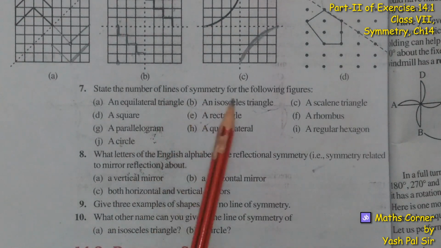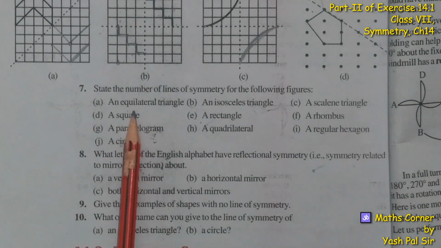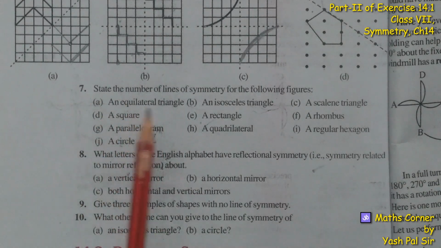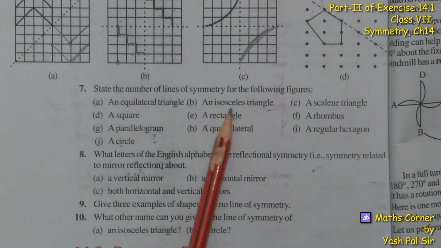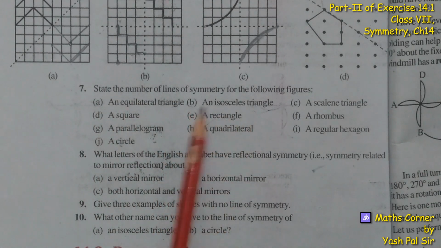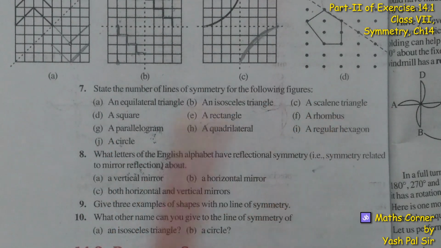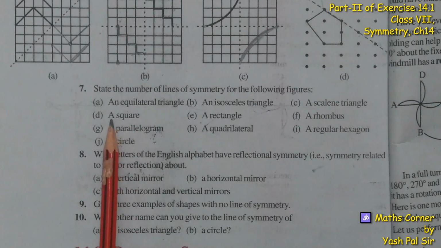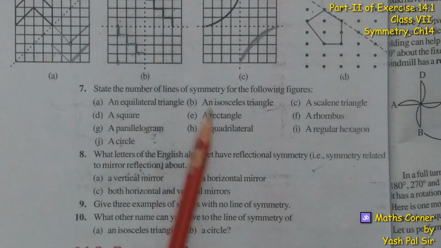State the number of lines of symmetry for the following figures. An equilateral triangle, because it has three sides, so it will have three lines of symmetry. An isosceles triangle. Isosceles triangle means having two equal sides, so only one line of symmetry is there. A scalene triangle, there is no line of symmetry. Okay, a square, it has all sides equal, so four sides, four lines of symmetry. A rectangle, only one line of symmetry is there.